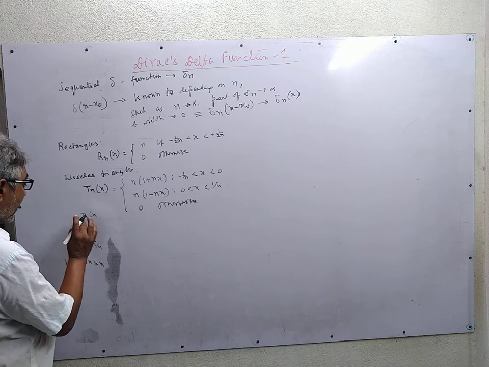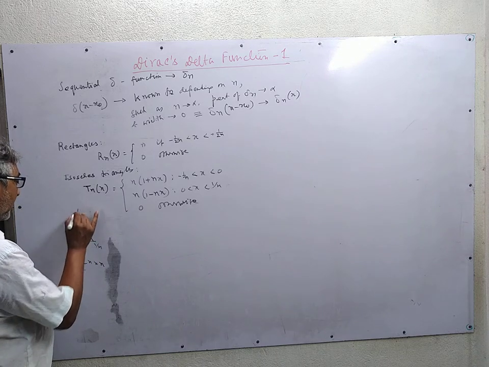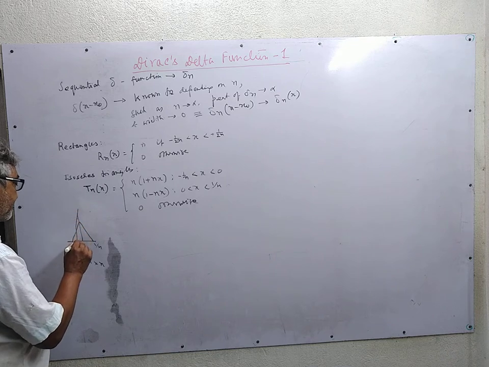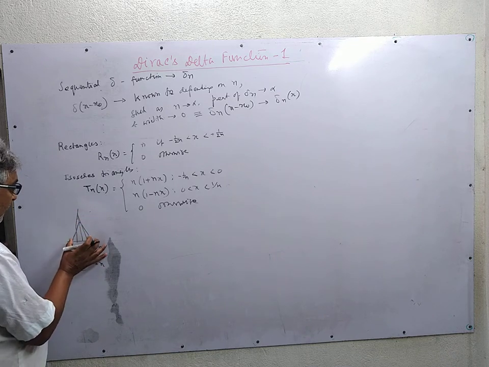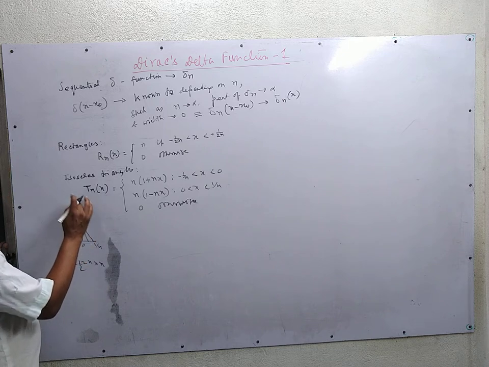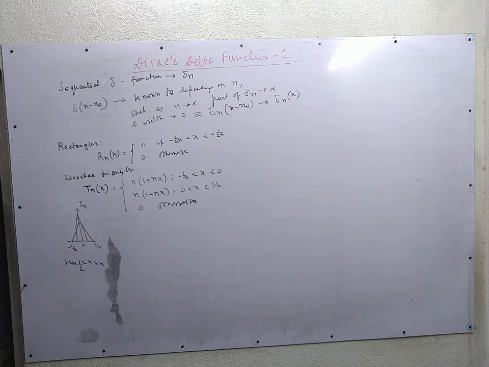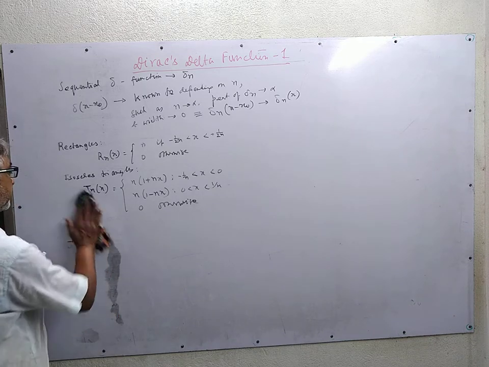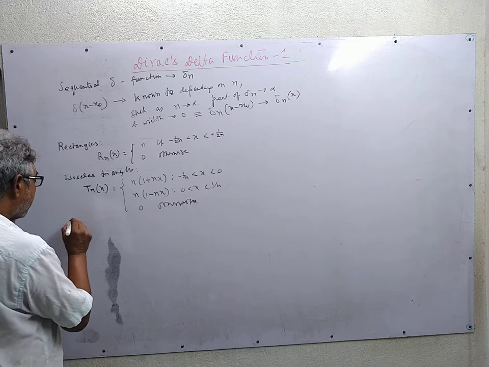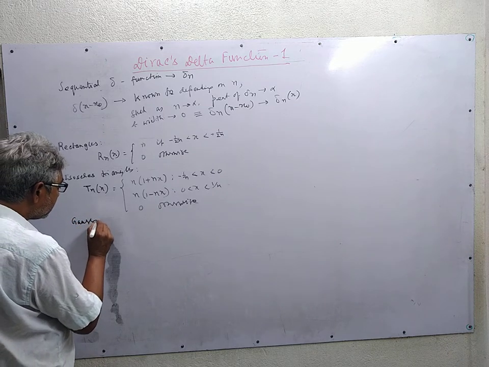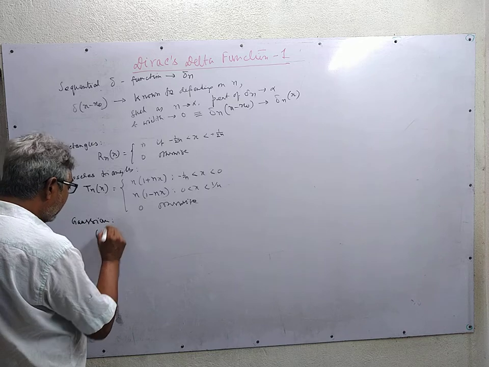If we choose another n value, then the triangle will be like this. This is for one n and this is for another n, and always the area under the curve is 1. Another important representation is the Gaussian function, Gn of x.